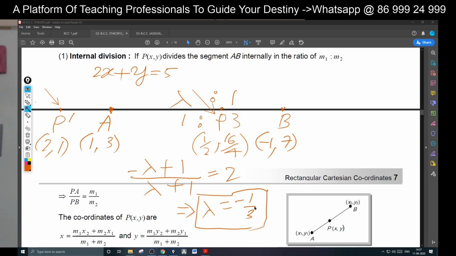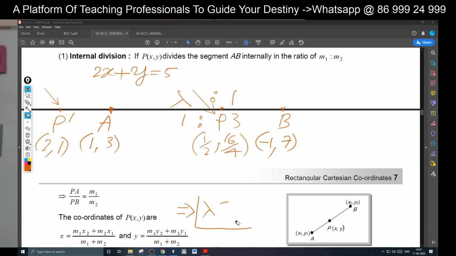Now, to write this minus 1 by 3 directly, I'll give you a straight formula, a direct formula, you can say a shortcut. See, I'll clear this and I'll give you the, okay, just a moment. What I'm doing, I'm just trying to get the ratio straight without taking all this.